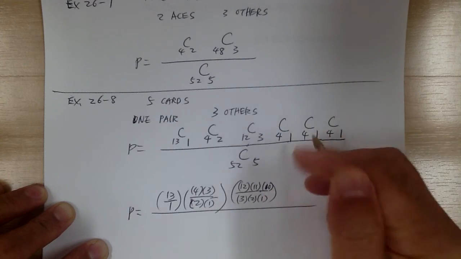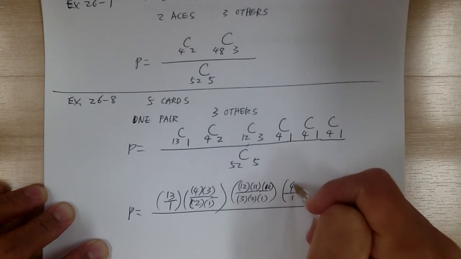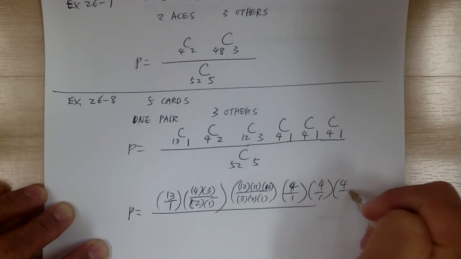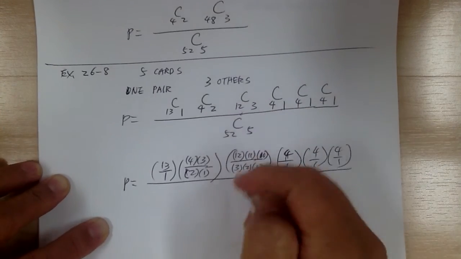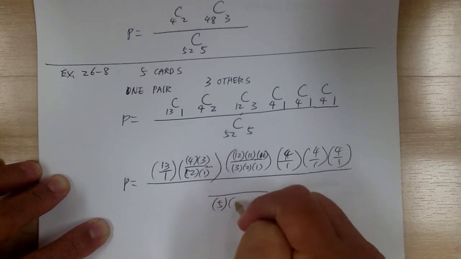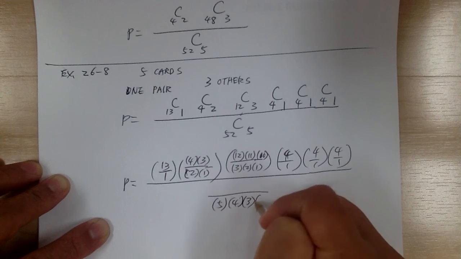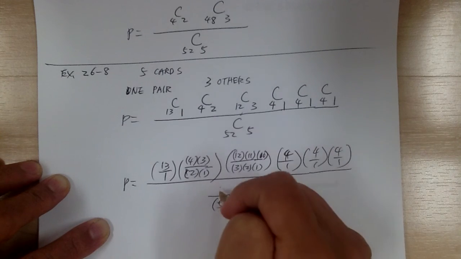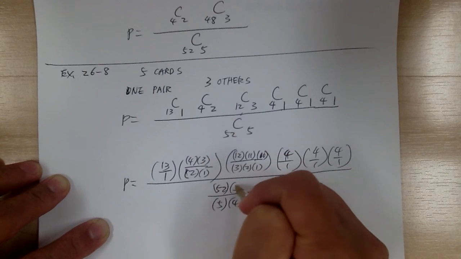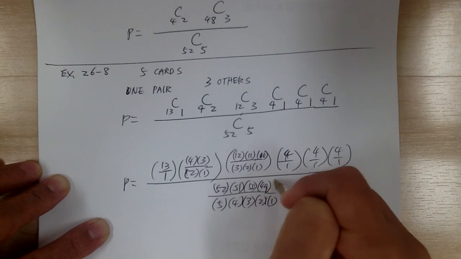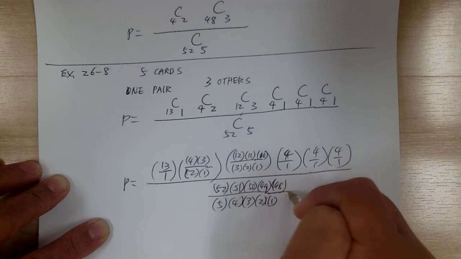And this one, 4 choose 1, would be just 4 over 1. 4 over 1, and 4 over 1. And 52 choose 5 will give you 5, 4, 3, 2, 1 on the bottom, and then on top it would be 52, 51, 50, 49, and 48.